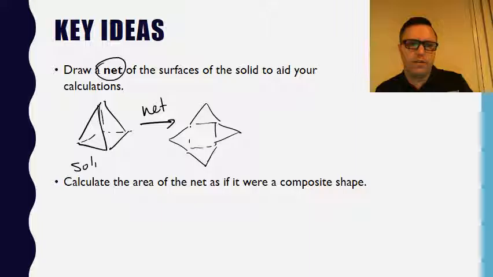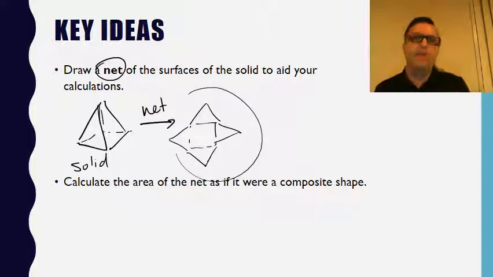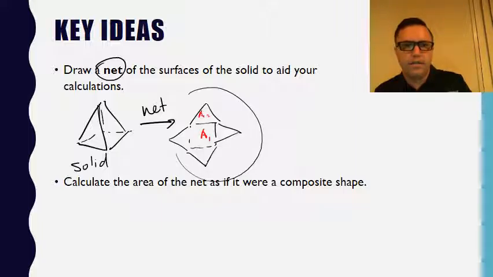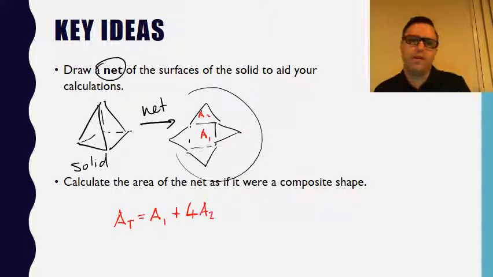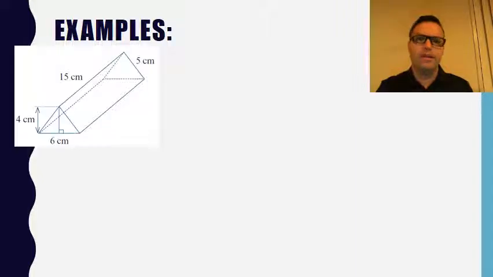Here's the solid, and this thing here is the net. Then you just calculate the area of the net as if it were a composite shape. So for this one, if this was area 1 and this was area 2, the total area is equal to area 1 plus 4 times area 2. That's how you go about that one. All right, let's have a look at some examples, probably the best way to go about it.